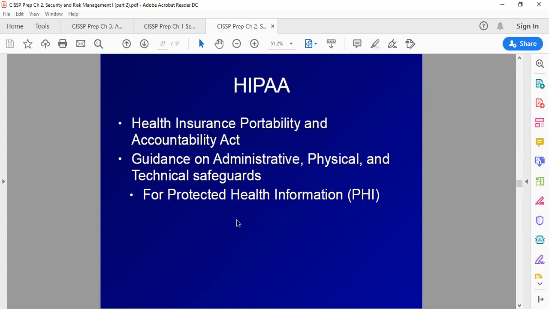Okay, so most of the time, if you are in the US healthcare domain, working with hospitals, and you are the company providing support to them, creating the applications for the hospitals.